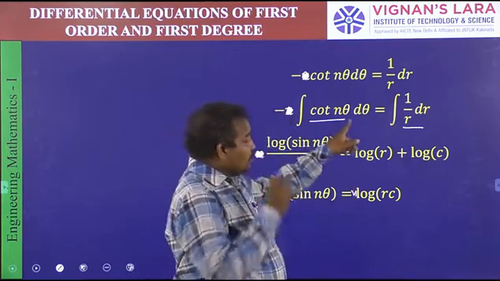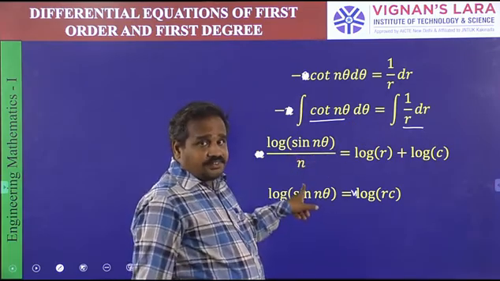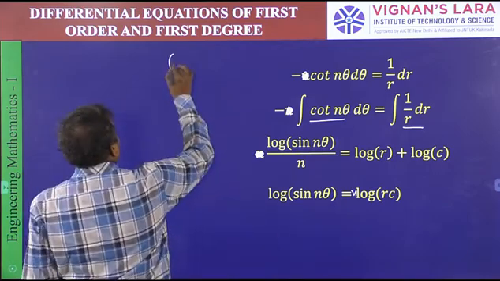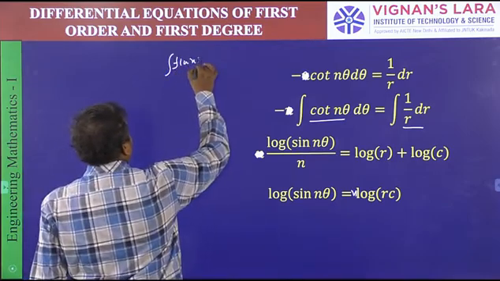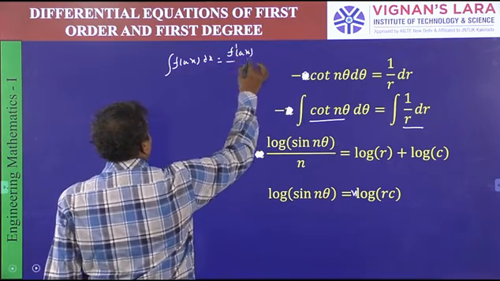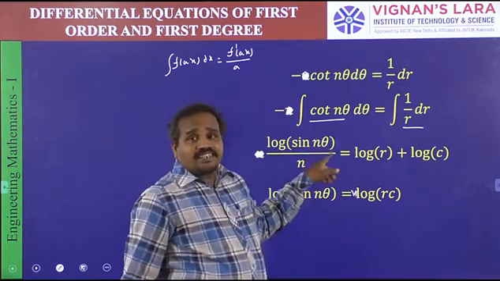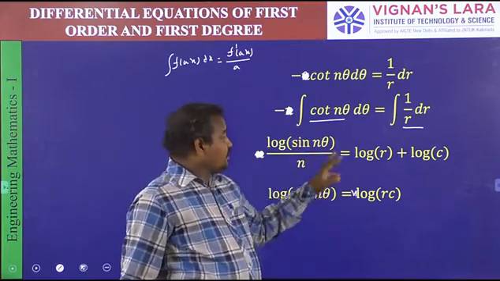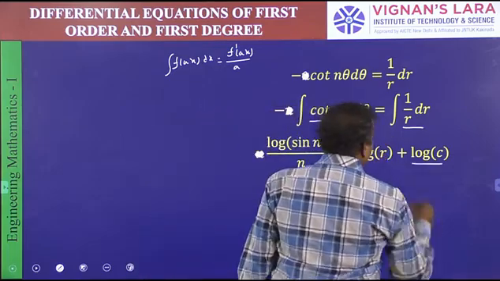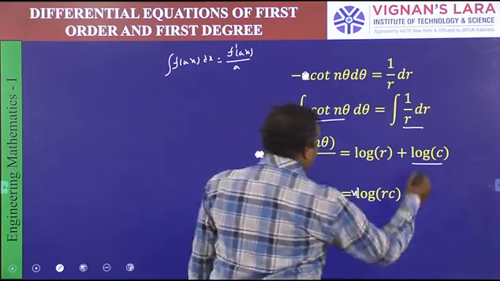So integral of cot is what? Log mod sin n theta. Again n theta derivative is n, we are writing in the denominator, because integral of f of ax can be written as f dash ax by again ax derivative is a. Like this, cot integral is log mod sin n theta, again n theta derivative is n, is equal to 1 by r, integration is log r plus constant. Both are logarithms, that's why the constant also I take as log c.